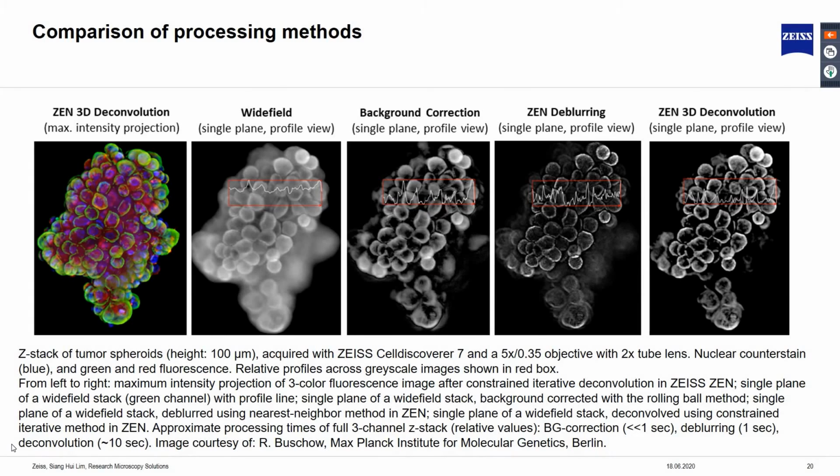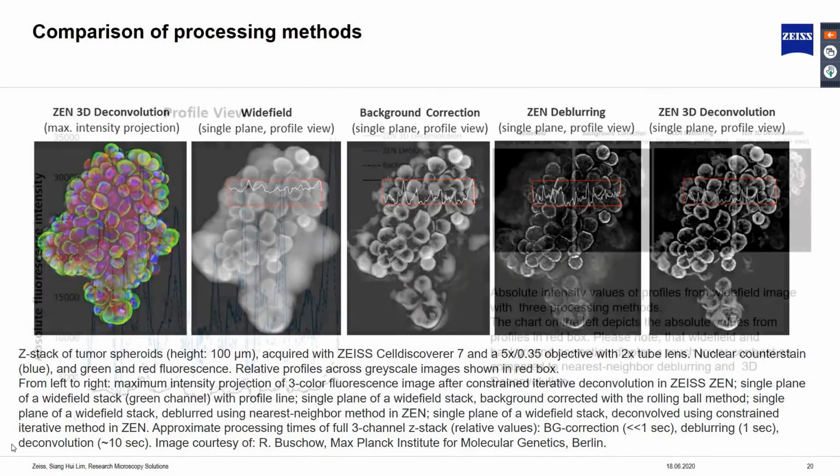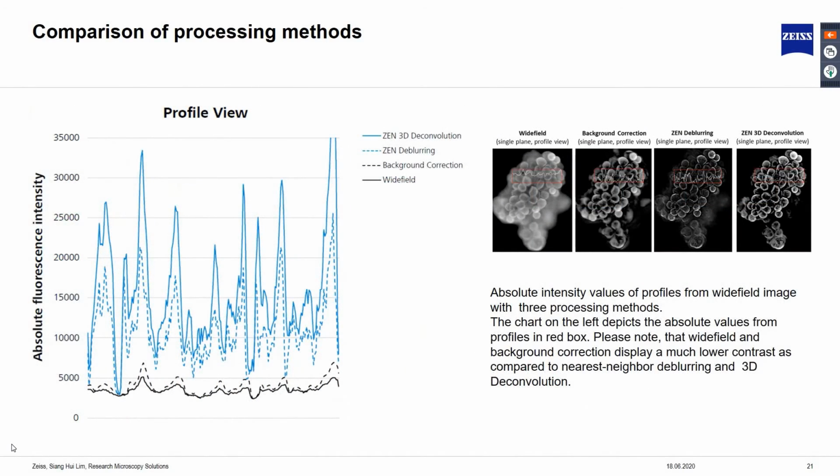And the red box in each image depicts the intensity profile across the region. When we extract this profile and compare this value in absolute intensity, as shown in the chart here, the intensity profiles from Widefield and background subtraction display a much lower contrast when compared to the profiles from nearest neighbor deconvolution and 3D deconvolution datasets. The high contrast obtainable in deconvolution datasets is due to the ability to reassign photons back to their origin.